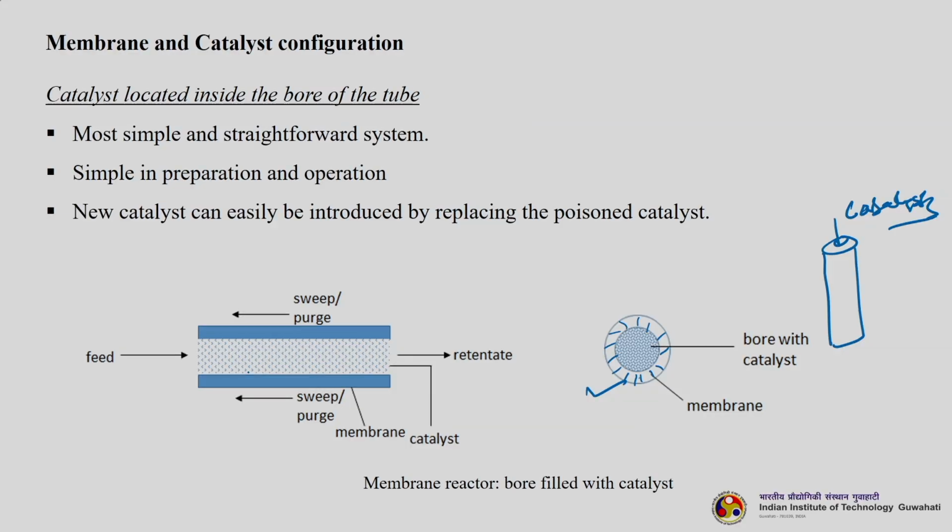So, your feed is entering and directly coming in contact with the catalyst, whatever the reaction is happening, and you may have a purge or sweep gas outside the lumen of the membrane. That helps us with an enhanced rate of mass transfer. So, your product retentate is coming here and other things can come out like this.